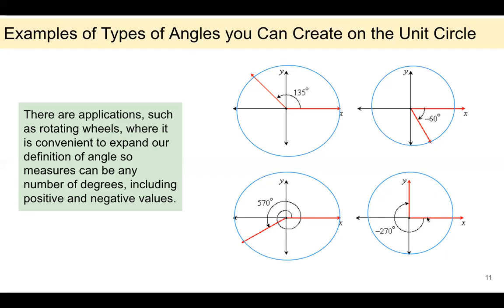That's cool. And here's another example of a negative motion. So this was moving negative 270 degrees. So it kind of looks like a right angle right here. So why do we have to move backwards, or why sometimes do we have to have larger than 360 degrees? Well, the reasoning is right over here. There's applications such as rotating wheels, where it's convenient to expand our definition of an angle. So measures can be any number of degrees, including positive and negative values, because we could better apply it in the real world and create functions that represent repetitive motion. So that's why it could go more than just once around the unit circle.